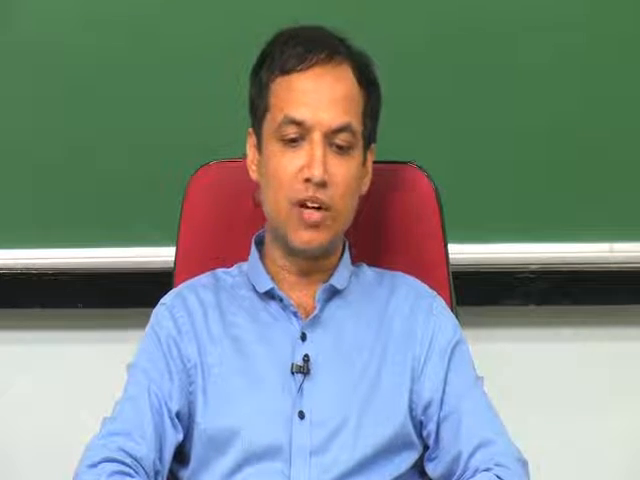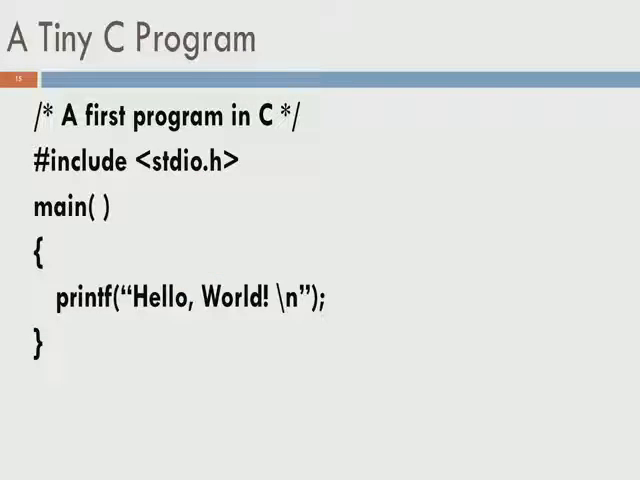Let us look at a tiny C program. You may not understand it right away, but it is really tiny, it has only 6 lines of code. The first line is actually a comment, it says a first program in C, and the next line says hash include stdio.h. There is this so called function by name main, and there is exactly one statement inside this main. So watch the mouse pointer, we have a function called main, and within the braces we have a single statement called printf, and printf seems to be taking this hello world.